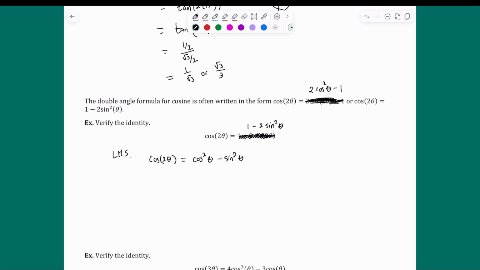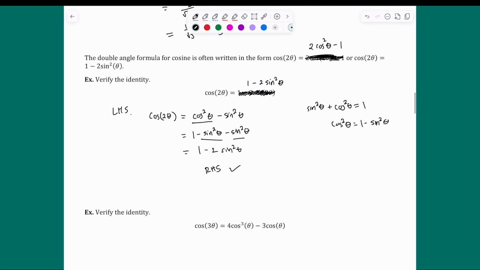Okay, so then, notice that this involves a sine squared, and we could use our Pythagorean identity: sine squared of theta plus cosine squared of theta equals 1, which shows that cosine squared of theta equals 1 minus sine squared of theta. And so we could replace cosine squared of theta with 1 minus sine squared of theta, minus sine squared of theta. Alright, so what does that give us? That gives us 1 minus 2 sine squared of theta, which is exactly what we wanted to show. That's the right-hand side, so we're done.